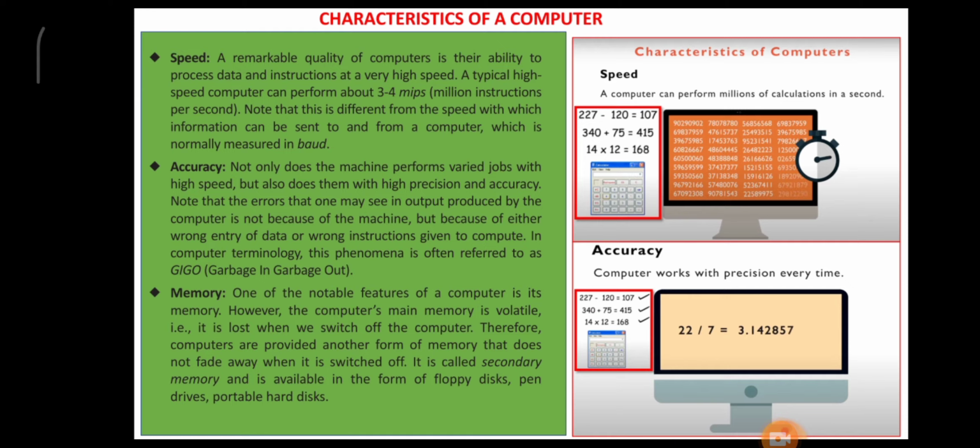Now the third point, memory. One of the notable features of a computer is its memory. Memory is nothing but the brain of the computer. However, the computer's main memory is volatile. That is, it is lost when we switch off the computer. Therefore, computers are provided another form of memory that does not fade away when it is switched off. It is called secondary memory and is available in the form of floppy disks, pen drives, portable hard disks.